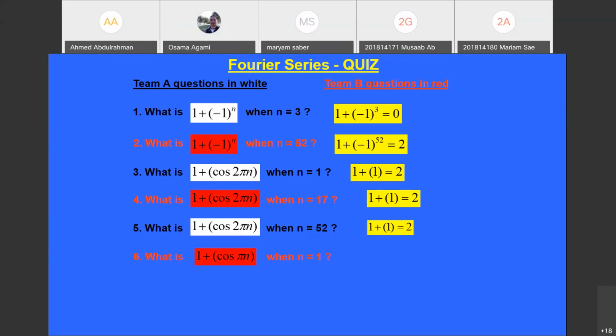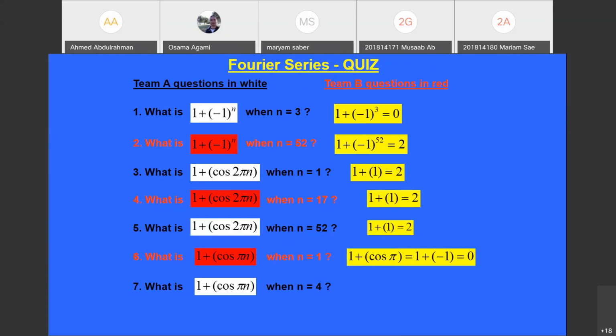What is the value of 1 plus cosine nπ when n equals 1? Female, please. 0. Yes, because cosine π is minus 1, plus 1 will be 0. Get back to the male section, please. What is 1 plus cosine nπ when n equals 4? 2, because cosine 4π is the same as cosine 2π, is the same as cosine 0, which is 1. 1 plus 1 will be 2.